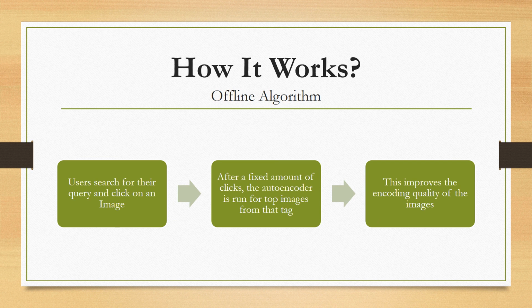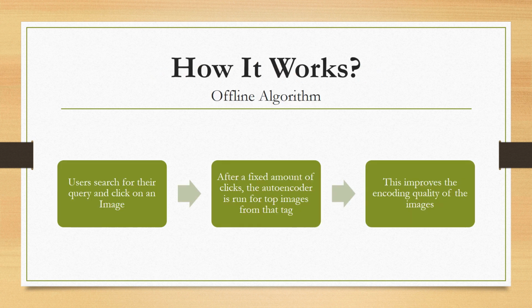And the offline algorithm, so the autoencoder, it basically runs after a fixed amount of clicks. So for now we've set 1,000 clicks. So for any query, when we get 1,000 clicks for that query, the autoencoder is run for that query, for all the images. So like if we are retrieving 100 images based on a particular query, then all of those 100 images are fed to the autoencoder, and they're encoded, and the encoded output is recorded in our database. So running the autoencoder again and again on the images just improves the encoding quality so that we get better results every time a new iteration is run.